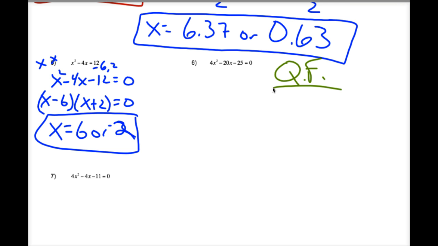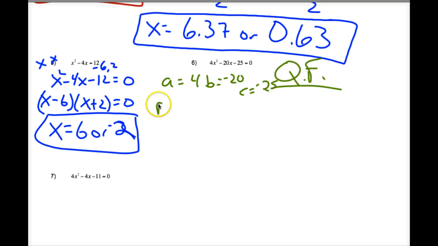I would go quadratic formula. You can graph, but when you divide everything by 4, you get an odd number, so it doesn't really work out. So we're only really using quadratic formula, guys. We're only really using 4 of these. A's 4, B's negative 20, and C is negative 25.